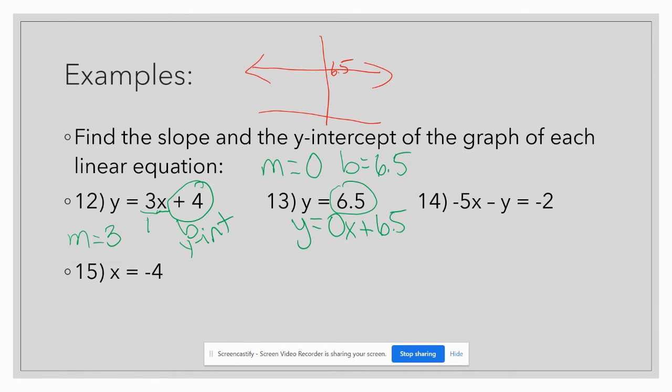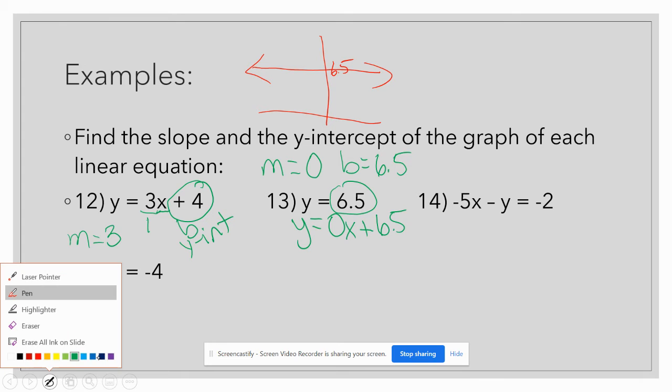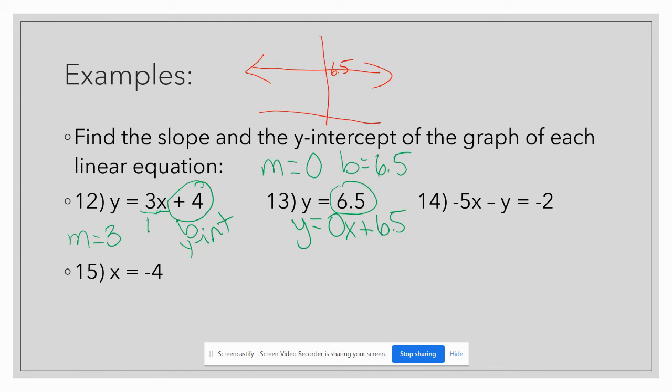For number 14, this is not in slope-intercept form, so I can't just look at it and say, oh, here's the slope and here's the y-intercept. I can't do that until y is alone. So to get y alone, we start with moving the negative 5x. So the opposite of a negative is a positive. So we're adding 5x to the other side.